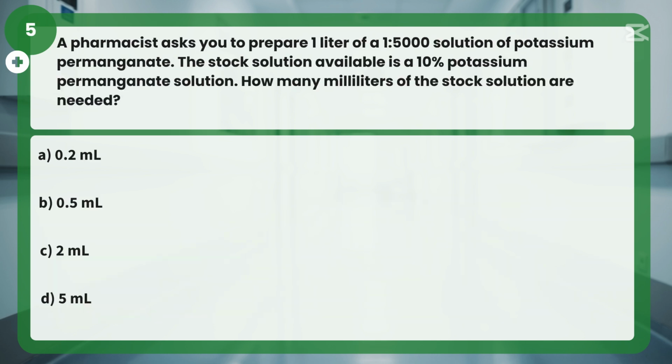Question 5. A pharmacist asks you to prepare 1 liter of a 1:5000 solution of potassium permanganate. The stock solution available is a 10% potassium permanganate solution. How many milliliters of the stock solution are needed? A. 0.2 milliliters. B. 0.5 milliliters. C. 2 milliliters. D. 5 milliliters.